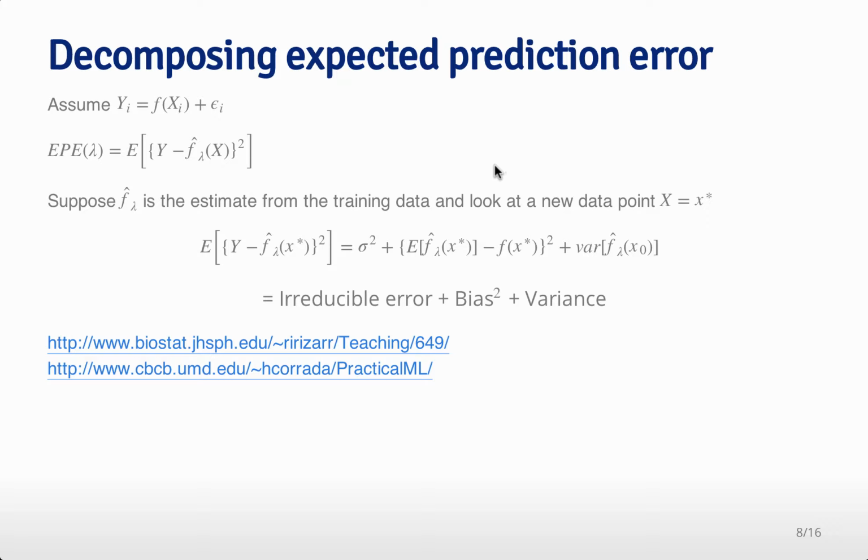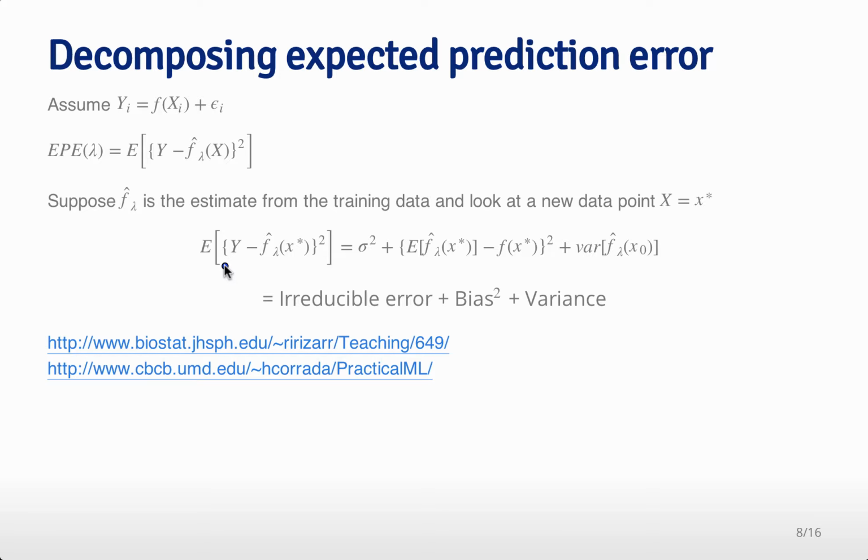So another approach is to try to decompose the prediction error and see if there's another way that we can more directly get at including only the variables that need to be included in the model. So if we assume that the variable y can be predicted as a function of x plus some error term, then the expected prediction error is the expected difference between the outcome and the prediction of the outcome squared. And so f hat lambda here is the estimate from the training set using a particular set of tuning parameters lambda.